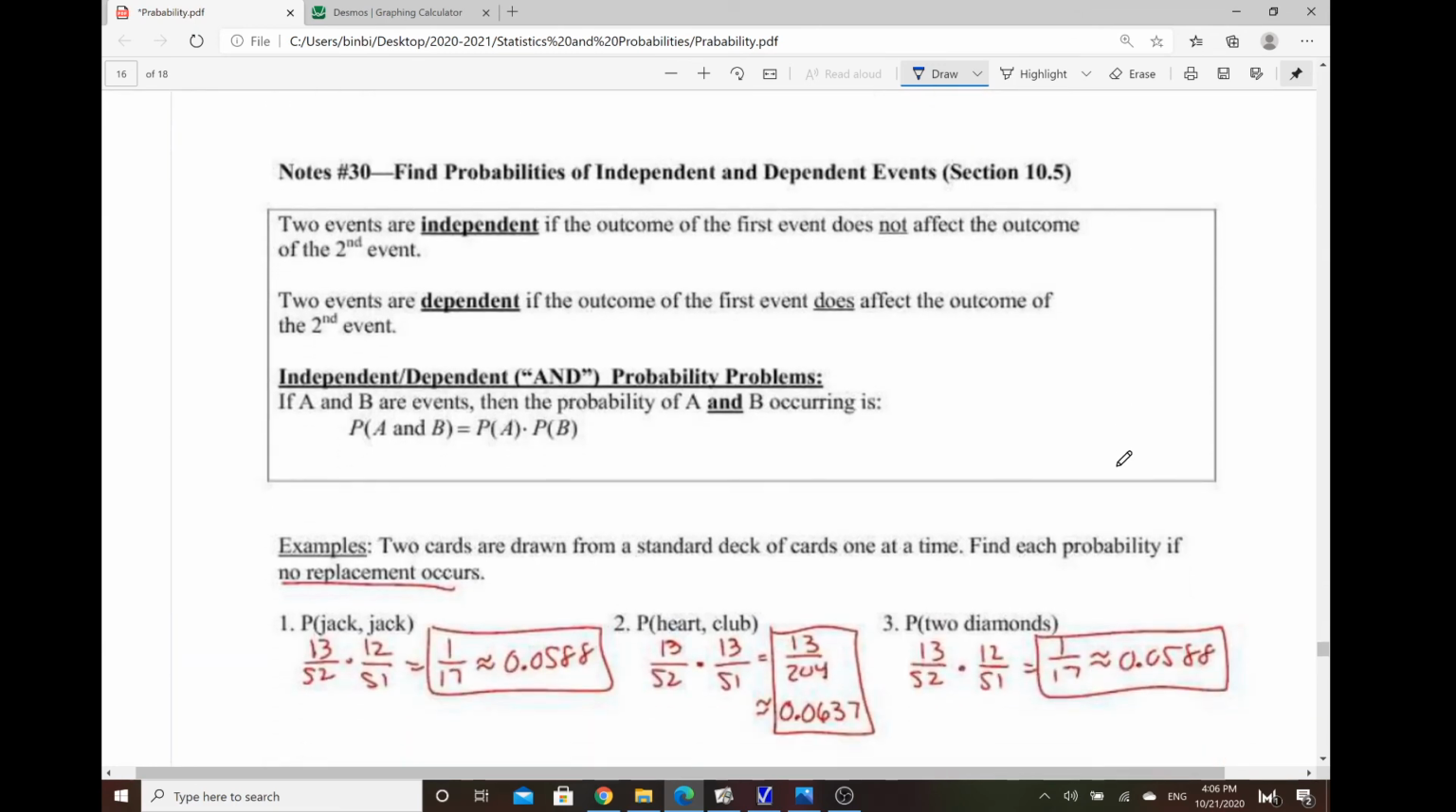And finally, independent and dependent probability. Two events are independent if the outcome of the first event does not affect the outcome of the second event. Two events are dependent if the outcome of the first event does affect the outcome of the second event. Okay? The way to come up with the probability is the keyword "and." That means we multiply. So the probability of A and B is just the probability of A times the probability of B.